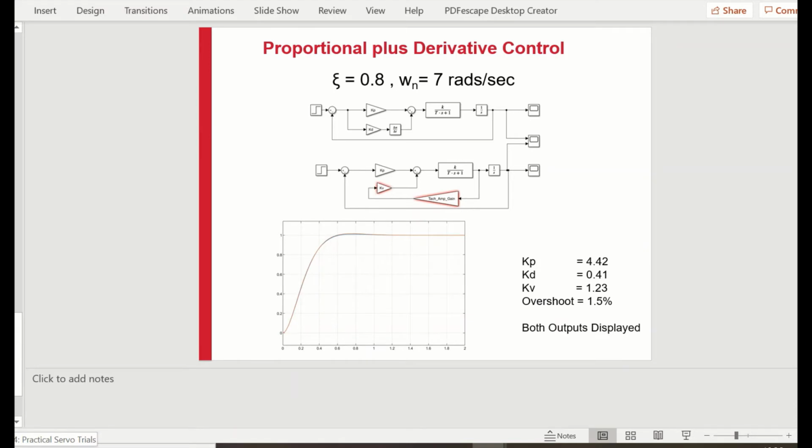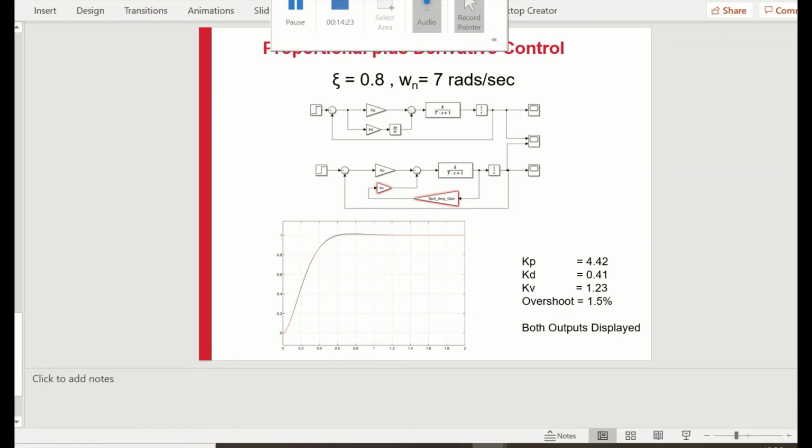If we go to 0.8, then the KD value has now gone up to 0.41 and the other one to 1.23. So I'm looking now at hardly any overshoot at all. It's about 1.5% overshoot. This one's quite a nice response. I like the damping ratio of 0.8. Seems no overshoot at all, really, but quite fast. Notice this is coming up in about 0.8 of a second, isn't it? We'll go back to that in a minute.